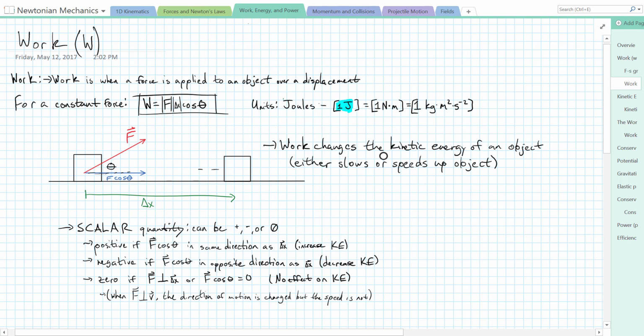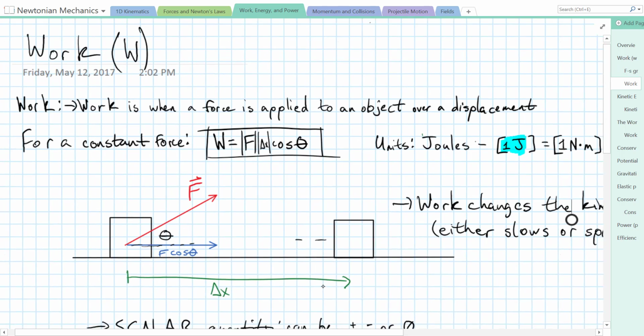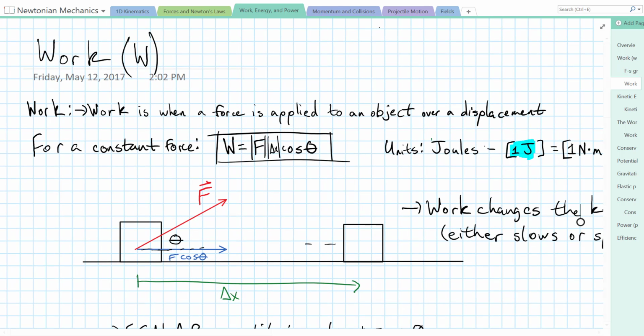So let's start by defining what work is. The variable we use for work is a capital W. And you do work to an object when you apply a force to an object over a distance or over a displacement. So here in our little diagram, we have a box and it's being pushed or pulled across the floor over a displacement of delta x by some angled force F.